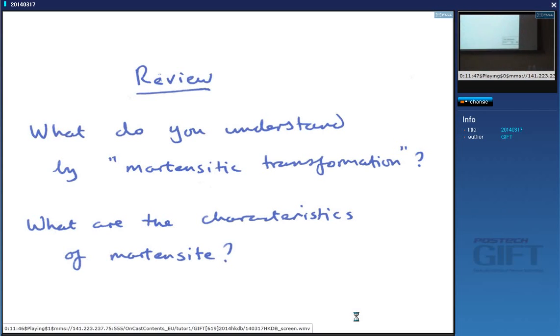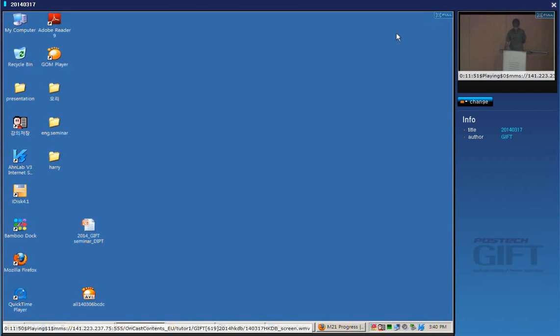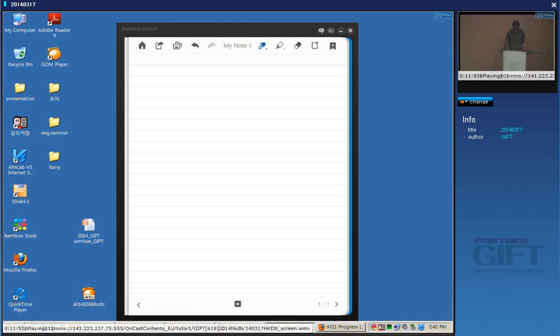Good point. So let's just see if I can. I have some technology here for writing, but the handwriting won't be very good. Okay. So the first point is that rapid cooling is necessary for martensitic transformation. Okay. So. Rapid. Cooling.